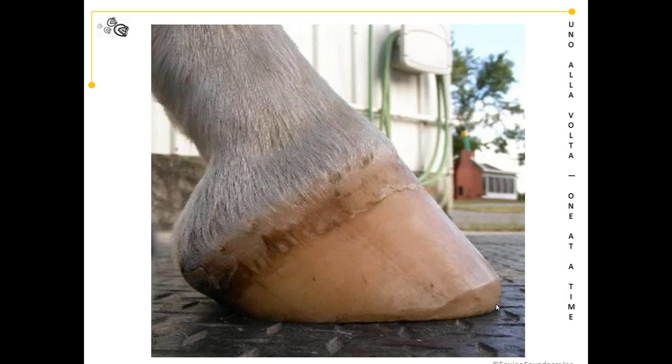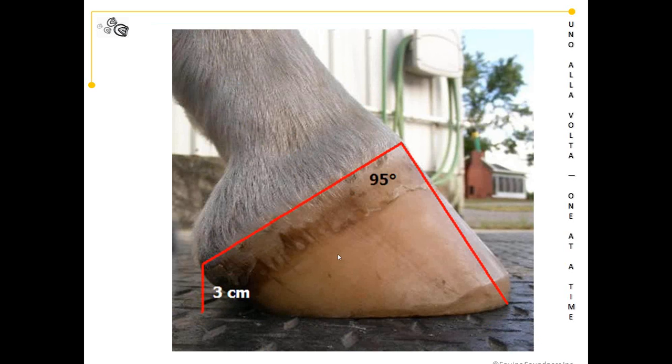So this is the hind foot. And here we have the same lines, the 3 centimeter heel height, then the 30-degree hairline, and because the coffin bone in the hind is 55 degrees instead of 45 degrees, we are aiming on the hind foot for a 95-degree angle to the breakover. 55 plus 95 plus 30 makes 180. And I didn't measure this when I trimmed this.